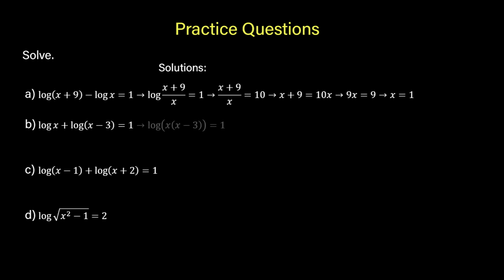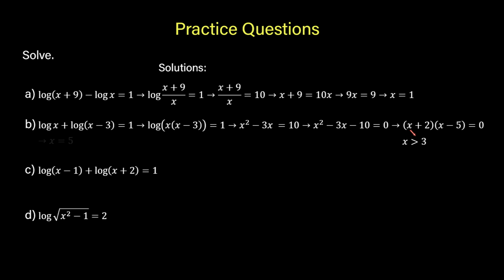B. The left side can be written as log of the product of x and x minus 3. X squared minus 3x equals 10 or x squared minus 3x minus 10 equals 0. The left side of the quadratic equation can be written as the product of x plus 2 and x minus 5. Since x plus 2 is greater than 0, x minus 5 equals 0, or x equals 5.